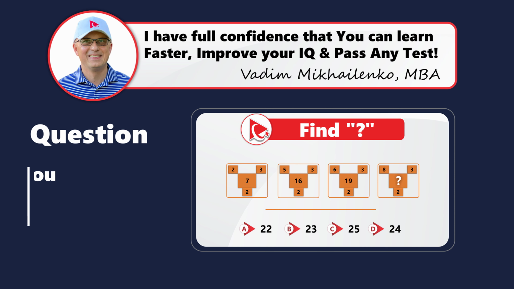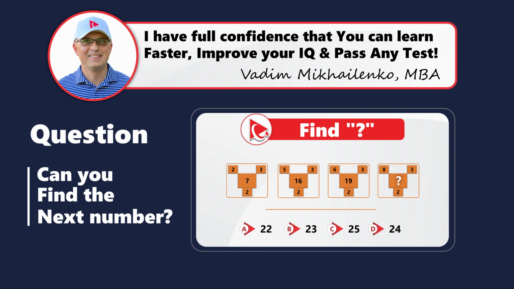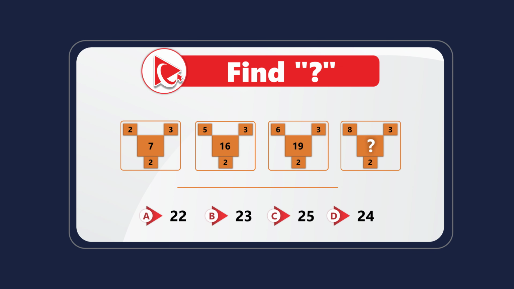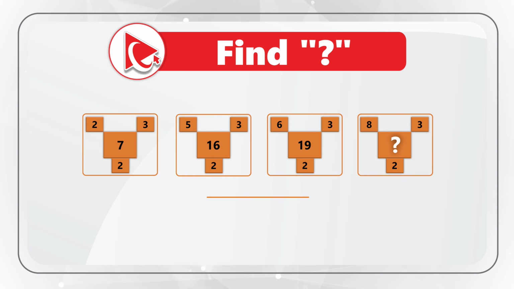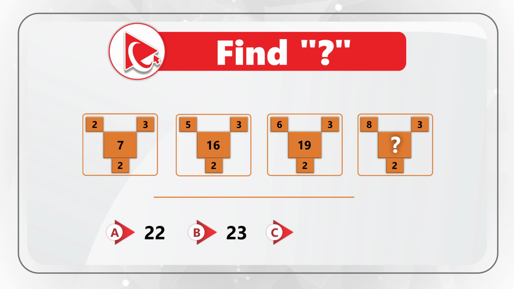Here's a question of intermediate complexity we frequently see on the test. You're presented with 4 shapes, and one shape has a missing number in the middle. You need to calculate the pattern and calculate the missing number, selecting it from one of 4 possible choices. Choice A, 22. Choice B, 23. Choice C, 25. And then last but not least, choice D, 24.